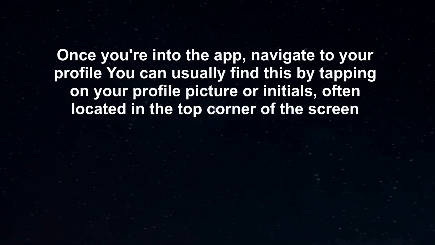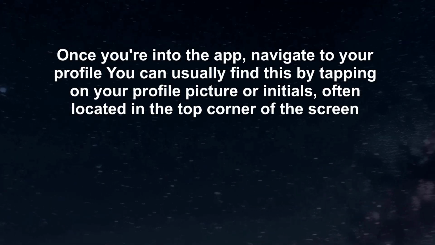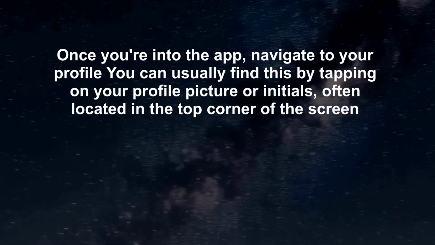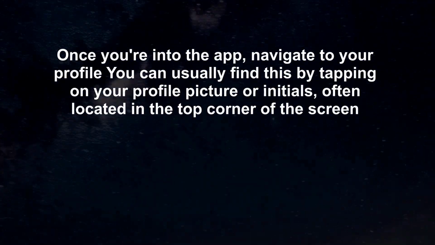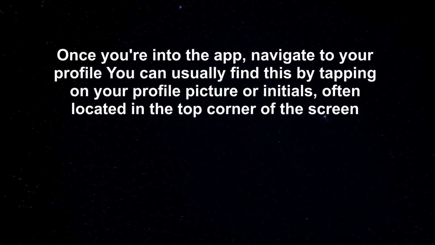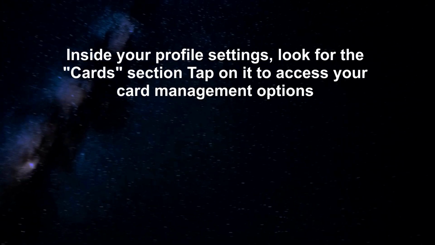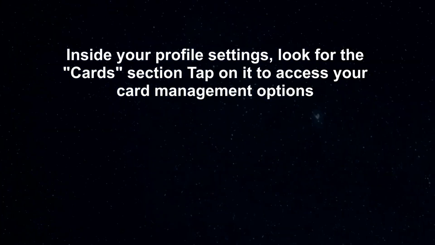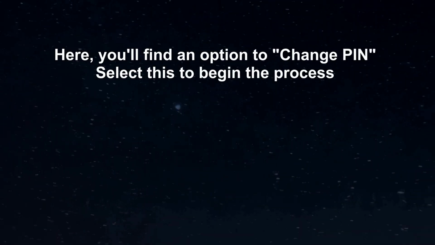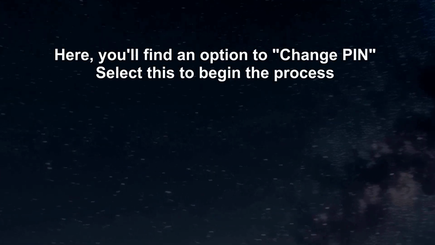Once you're into the app, navigate to your profile. You can usually find this by tapping on your profile picture or initials, often located in the top corner of the screen. Inside your profile settings, look for the card section. Tap on it to access your card management options. Here, you'll find an option to change PIN. Select this to begin the process.